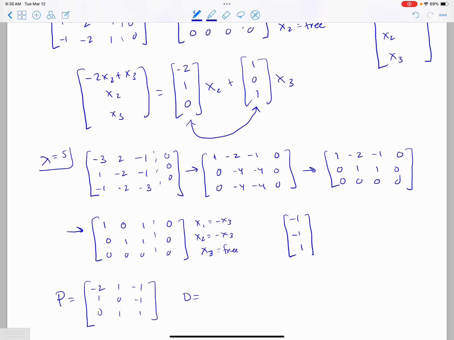And my D, again, I have to write the eigenvalues in the right order. I put 1s first, and then the 5. So it is diagonalizable, and there's my P and my D that make it diagonalizable.